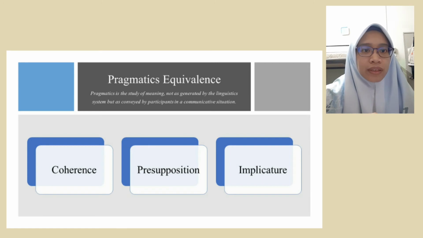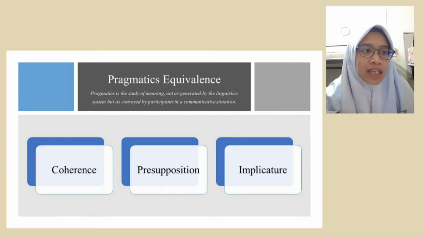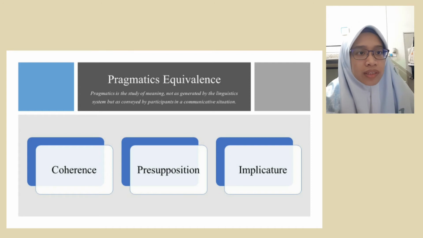Okay, so we go to the next one, pragmatic equivalence. Pragmatics, as we know, is the study of meaning, not as generated by the linguistic system, but as conveyed by participants in a communicative situation. So Mona Baker has outlined three pragmatic equivalents. Those are coherence, presupposition, and implicature.